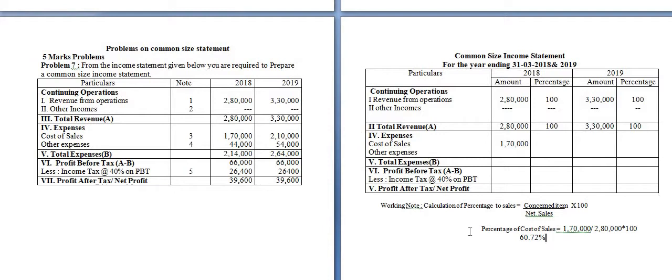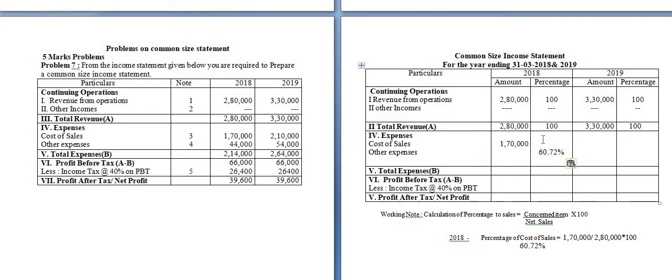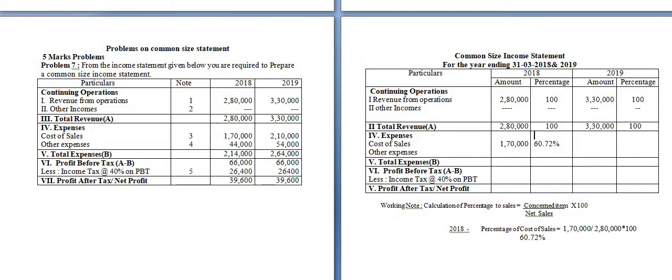This percentage is for 2018. Percentage of cost of sales is 60.72 percentage. So in this way, for all the items we have to find out the percentage. I hope you will remember this and you have understood the calculation of percentage, common size percentage.